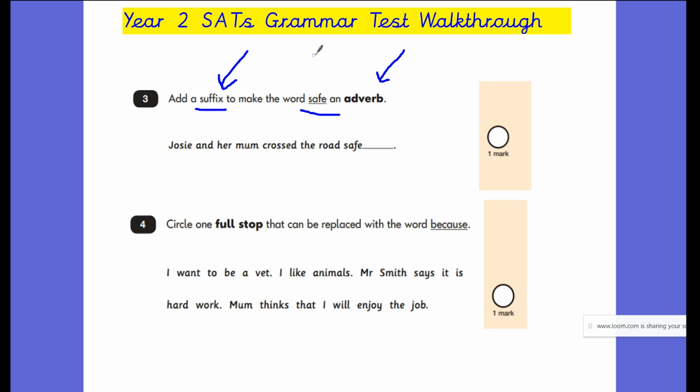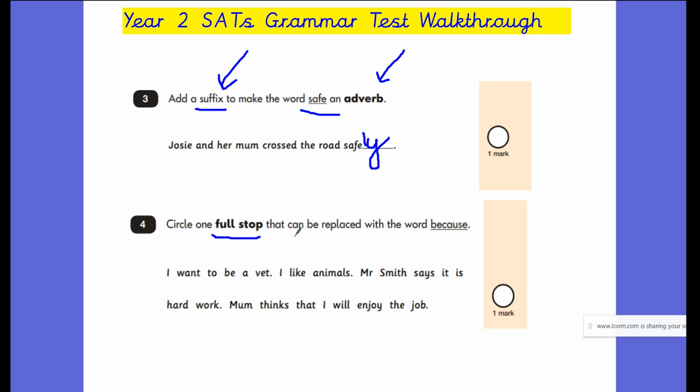So what letters can we add to the word safe to change its meaning in this sentence? Josie and her mum crossed the road. How would they do that? So they would do that safely. So the 2 letters that they need to add to this are ly to make that safe word into an adverb, make it safely. So that would be a correct answer for that one.